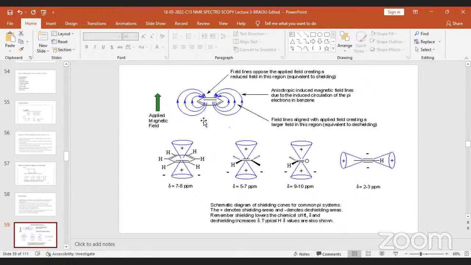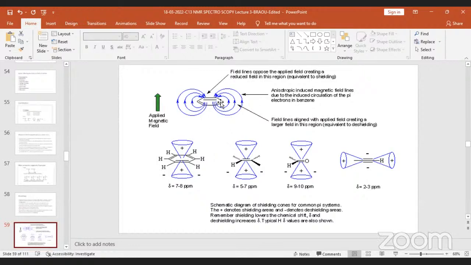So what is anisotropic here? The secondary magnetic field generated by circulating pi electrons is not isotropic. It is not the same everywhere around the molecule. It is different at different places. Above and below, it opposes the applied magnetic field, and at the periphery, it reinforces the applied magnetic field. Therefore, at the periphery, the nuclei experience more magnetic field, and above and below, they experience less, resulting in upfield shift above and below and downfield shift at the periphery. That is the reason why aromatic carbons are shifted downfield, 128.5 for benzene.